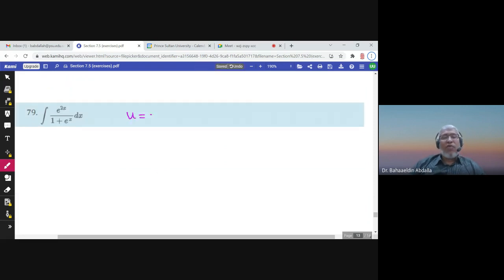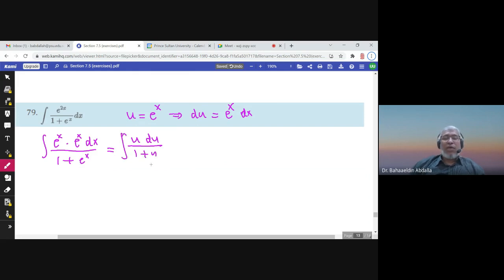If I take u equals e to the power x here, then du would be e^x dx. I have e to the power 2x. So let me write it like this. So I will have e^x is u, e^x dx is du, and here 1 plus u. And I use long division, and I continue easily. You must be able to use long division by now.